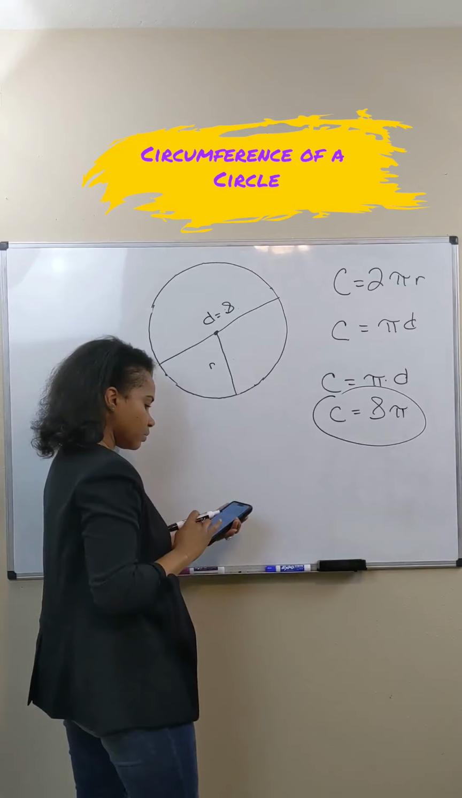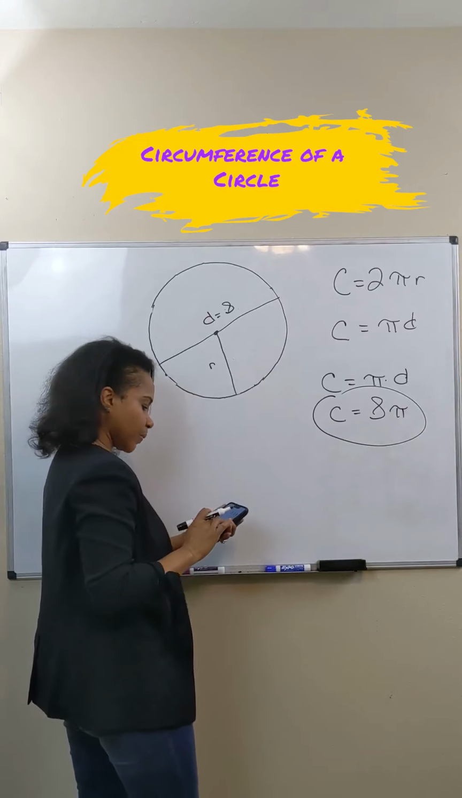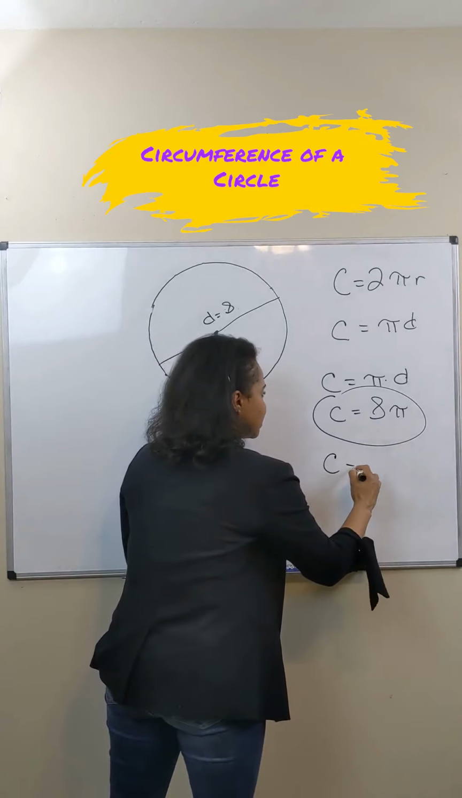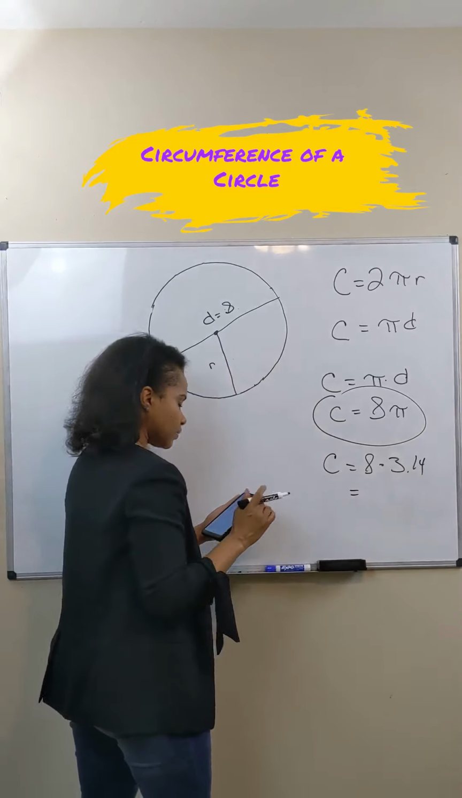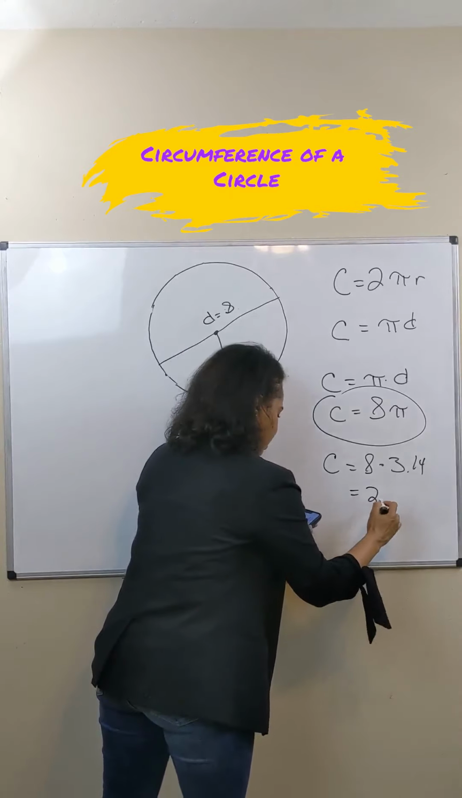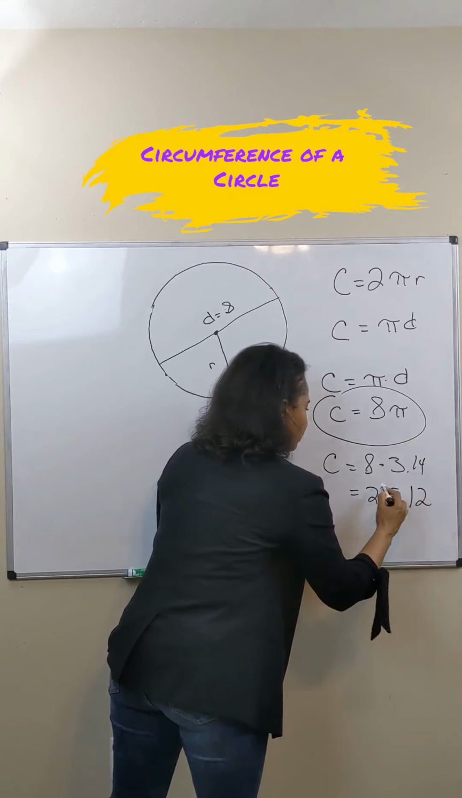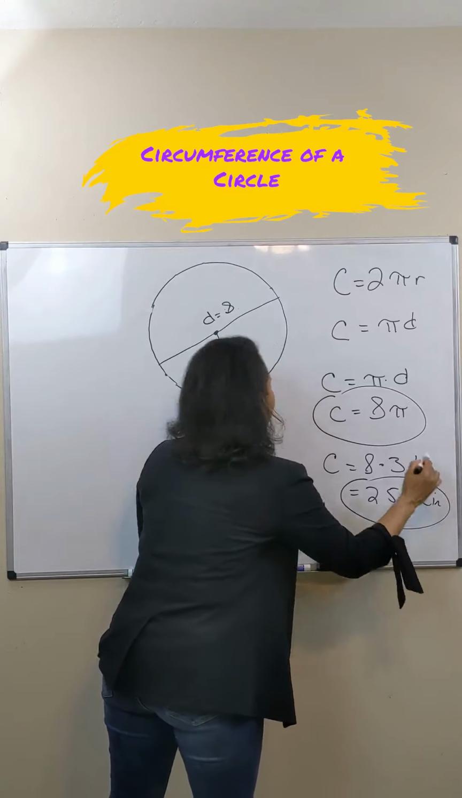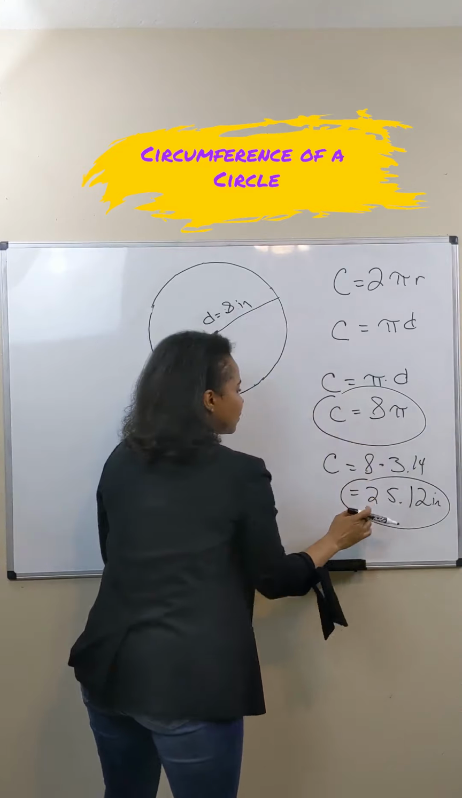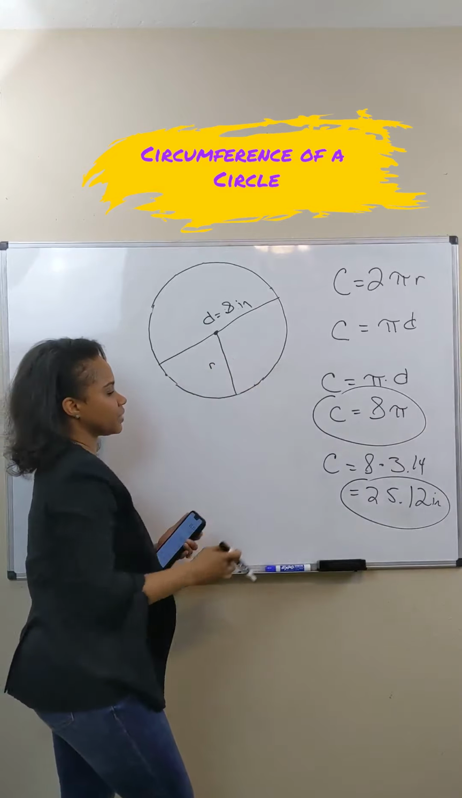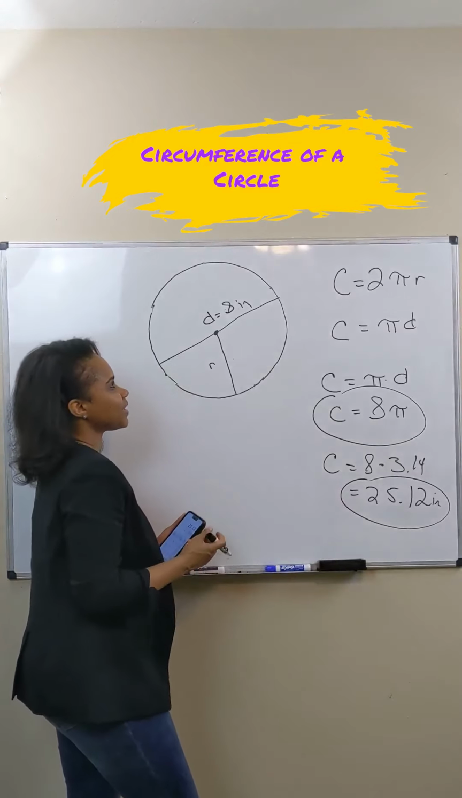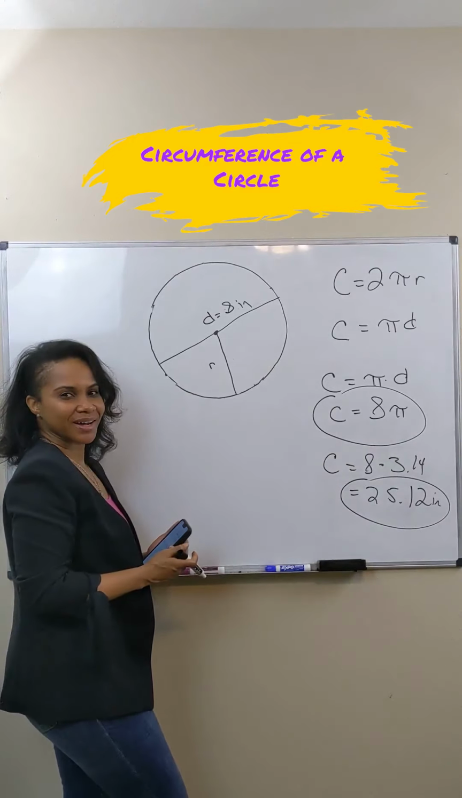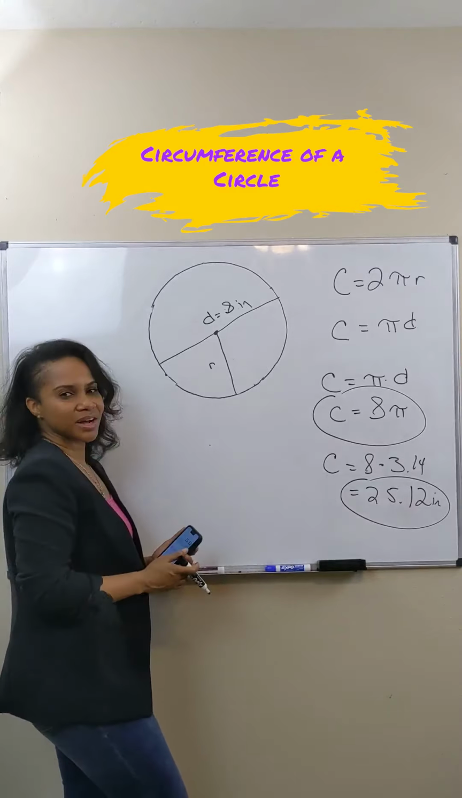If we wanted to write it as a decimal, you just multiply by 3.14, which is pi rounded. So C equals 8 times 3.14. That leaves me with 25.12. So I'm going to use inches again. So the circumference of this circle would be 25.12 if you were to write it as a decimal. And so just a quick tutorial on finding the circumference of a circle.